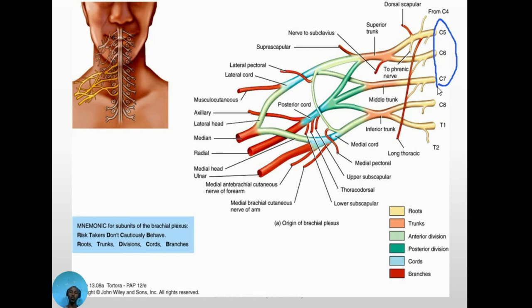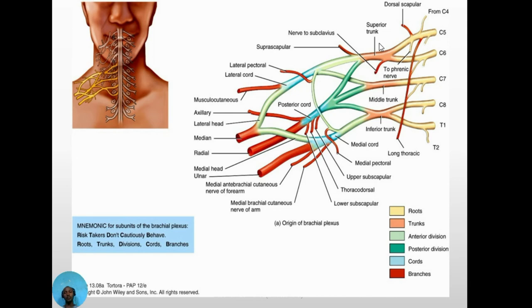So we get one nerve arising from the root. The other nerve is the dorsal scapular nerve. This dorsal scapular nerve originates only from C5. The other nerves originate from the trunk.